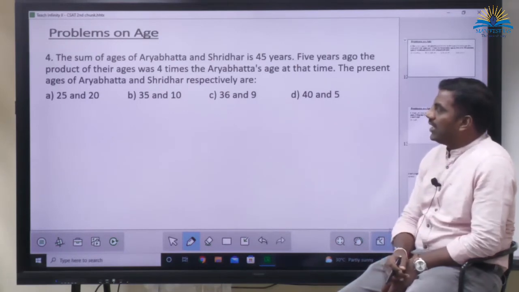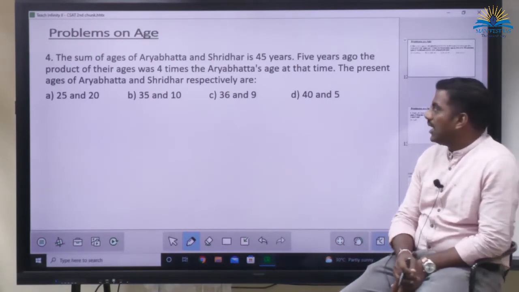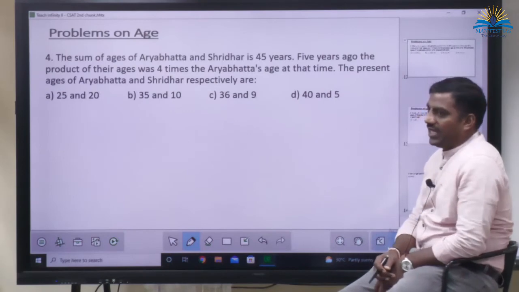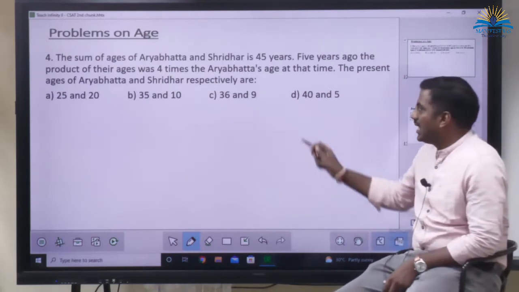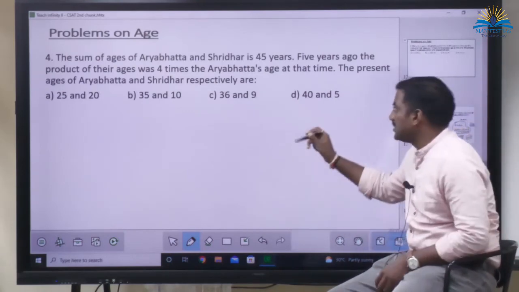Okay, the sum of the ages of Aryabhata and Sridhar is 45 years. So can I directly take A plus S is equal to 45?